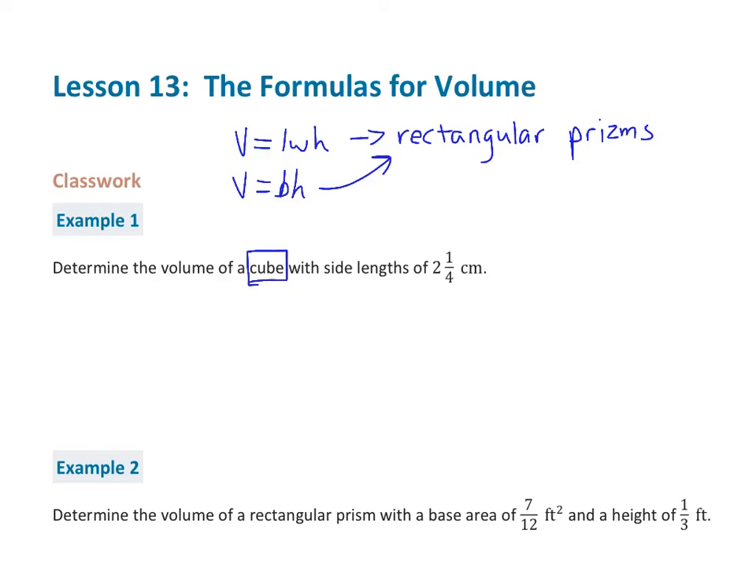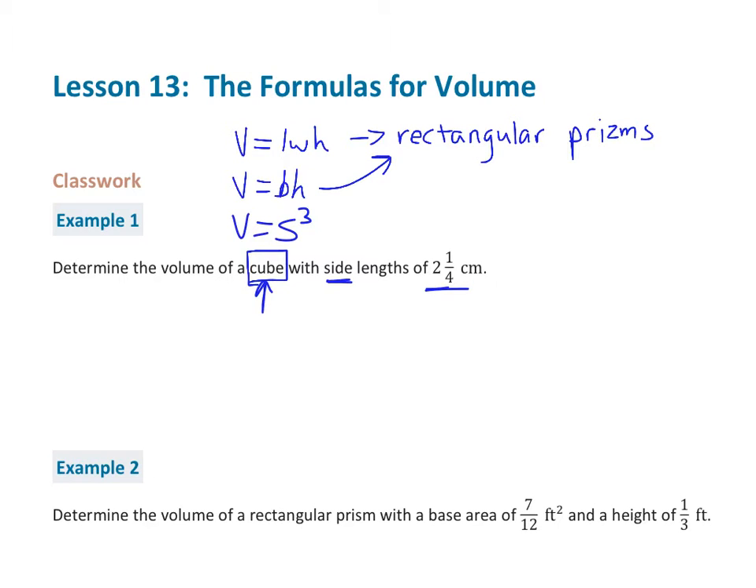But with a cube, we can simplify it even more. All we need to know for the volume of a cube is the length of one side. Whatever that side length is, we can just cube it. So s to the third power, or side cubed, is a formula for the volume of a cube, because a cube, which is a special rectangular prism, is made up of 6 square faces. That means all sides are the same length and the same area.